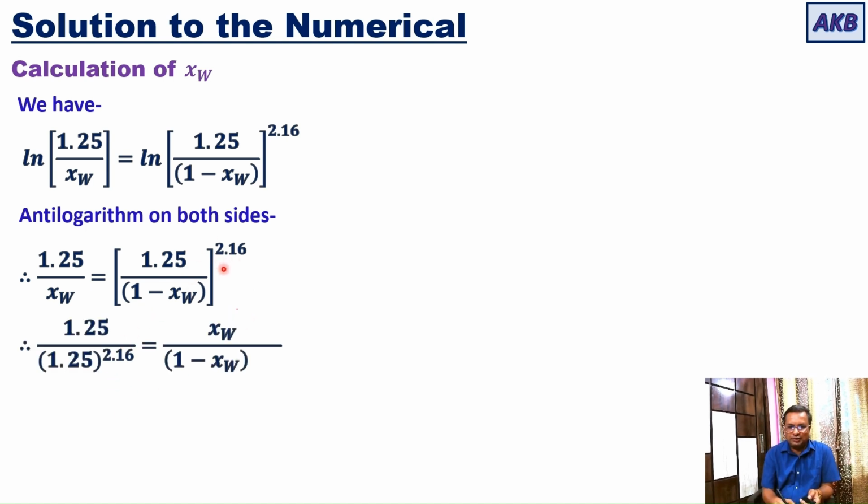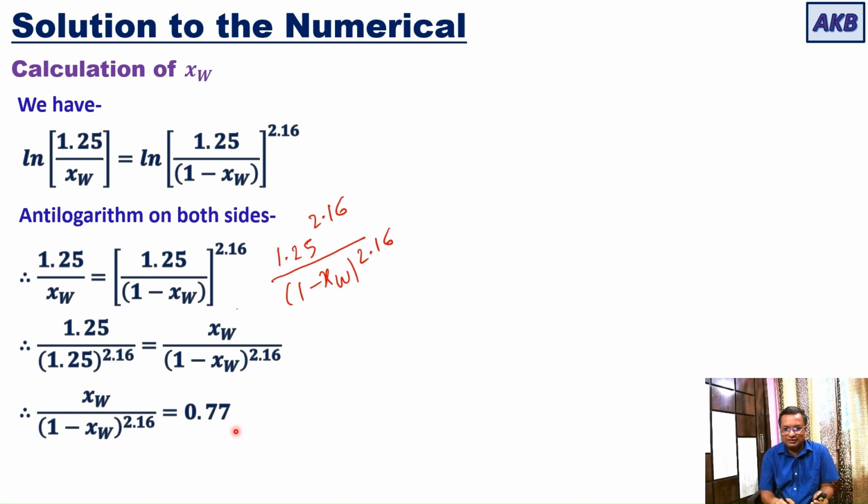I will separate the power on the right hand side. So before I tell you about the step, let me tell you. Over here I am doing this 1.25 raised to 2.16 divided by 1 minus xw raised to 2.16. And then this 1.25 raised to 2.16 I am taking on this side. I am taking xw to the other side. And so therefore it will be xw upon 1 minus xw raised to 2.16.